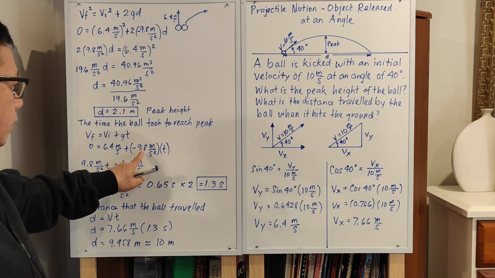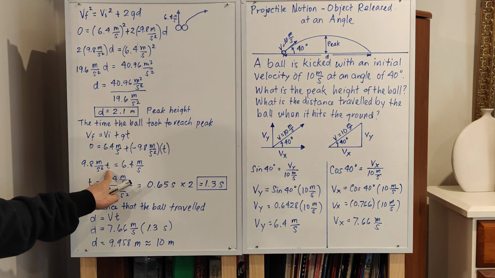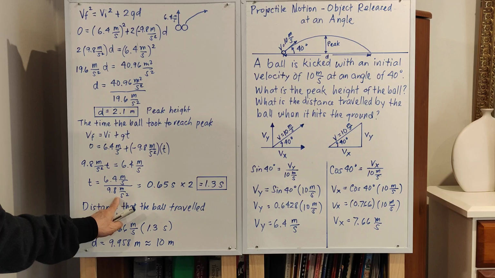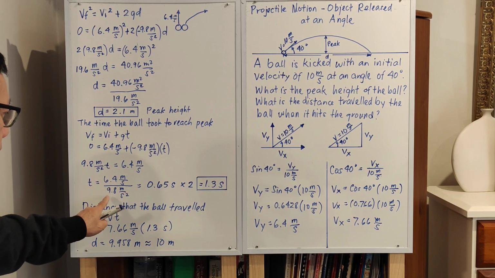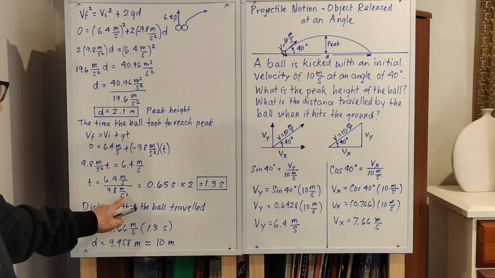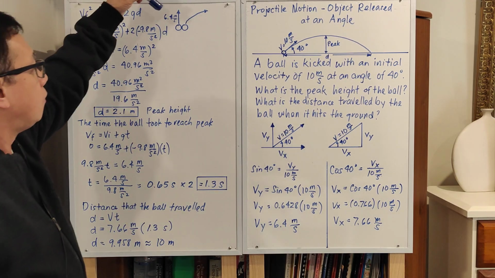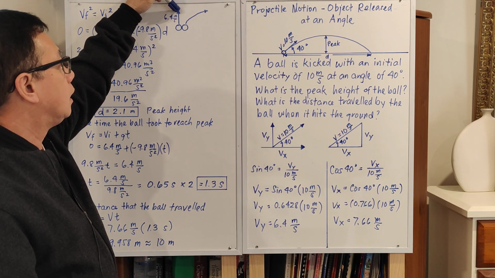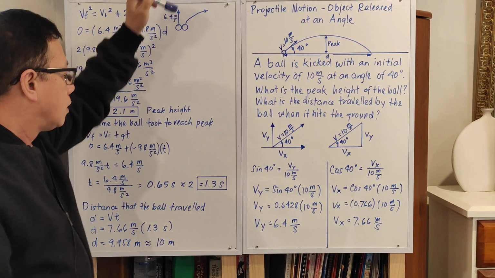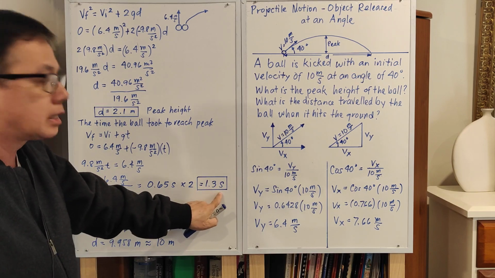Since this is negative, we can transpose it to the left side, and it becomes positive. We are looking for the time, which is multiplied by 9.8 meters per second squared, so we divide both sides by 9.8 meters per second squared. 6.4 divided by 9.8 is 0.65. Meters per second divided by meters per second squared, your final unit will become seconds. This 0.65 seconds is only the time from the start up to the top. The time it takes to go up is the same as the time it takes to go down, so we multiply it by 2. The total time that the ball is in the air is 1.3 seconds.